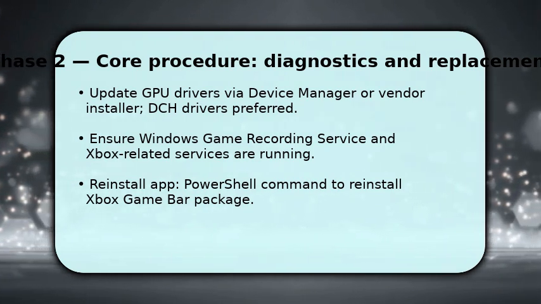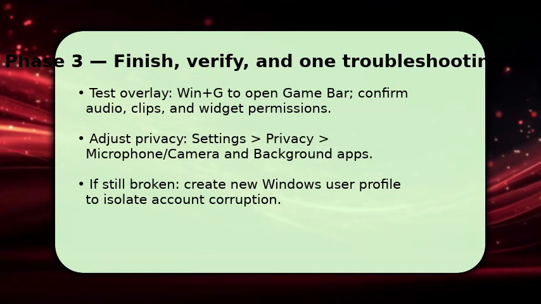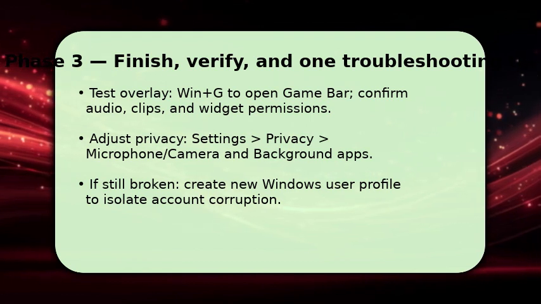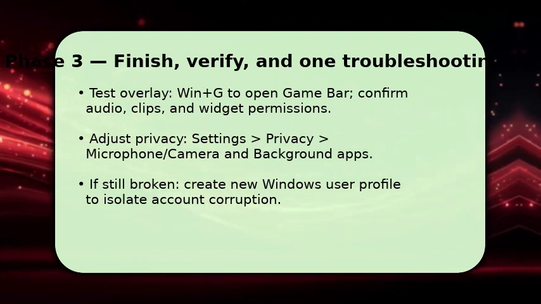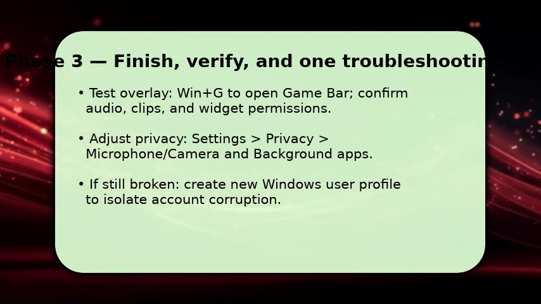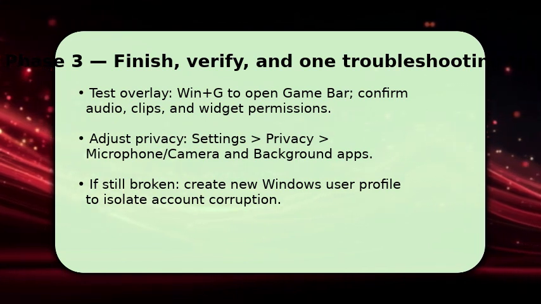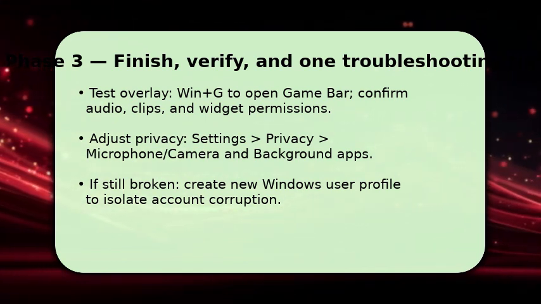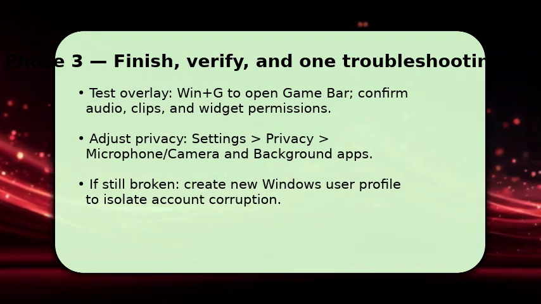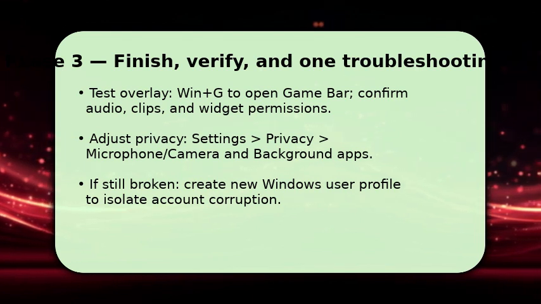You finish by validating the fix and adding a key troubleshooting tip. Press Win+G to open Gamebar and test overlay functions like recording, audio capture, and widgets. Grant any missing permissions. Make sure privacy settings allow microphone, camera, and background apps to run, because blocked permissions silently break features. If problems persist, create a new Windows user profile to determine if the issue is account-specific. This often isolates corrupt user data. If that fails, note the one tip.